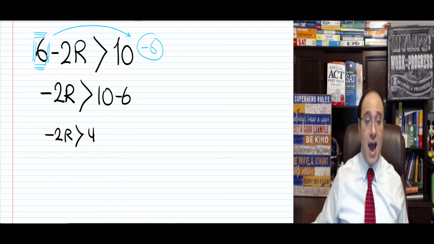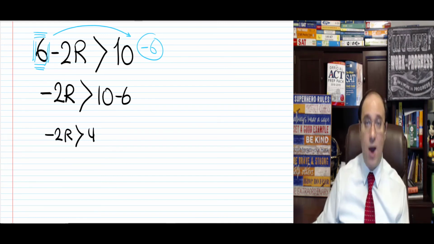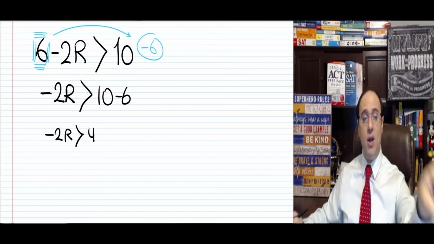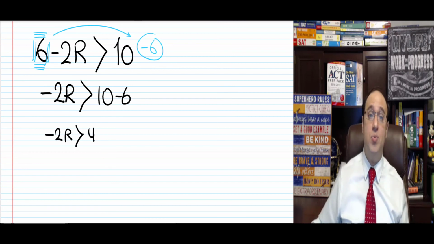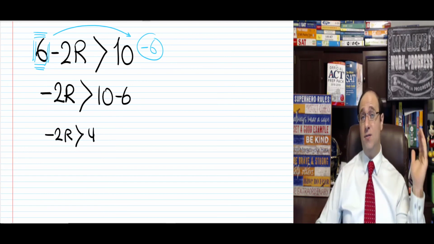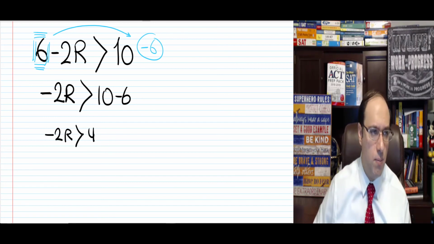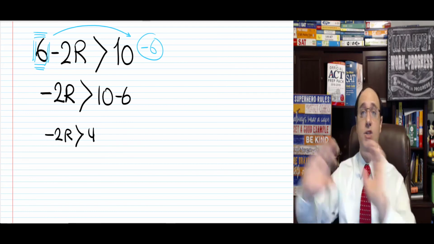Perfect. Now, I want to get rid of this negative. I want to get rid of it right now. I can get rid of it at the end, but I want to get rid of it now. What do I do? Now, most teachers are going to complicate this. They're going to say you have to get rid of the negative 2 altogether. You have to multiply both sides by negative one half. It's going to be complicated.